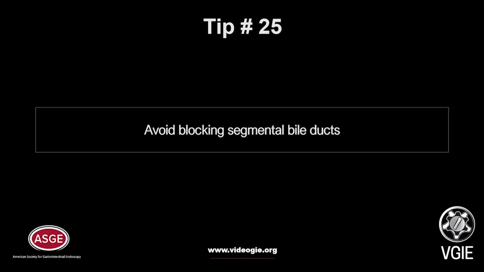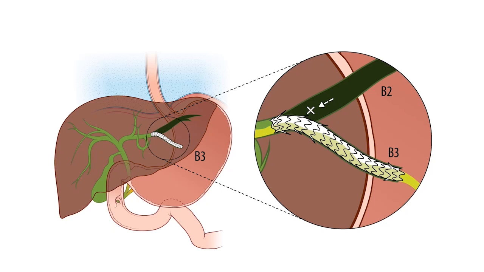A fully covered stent, when placed across the liver hilum or deep within the intrahepatic bile ducts, may result in segmental biliary blockage and focal obstructive cholangitis. Partially covered stents and fully covered stents with fenestration should be considered in such patients, especially when treating for malignant indications.